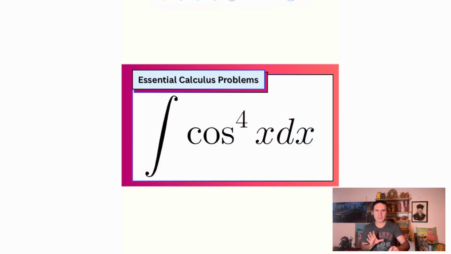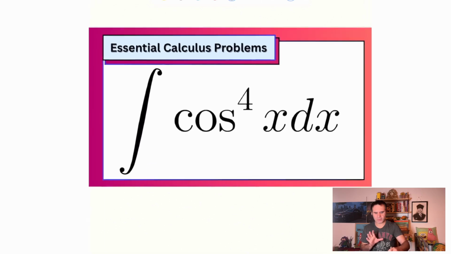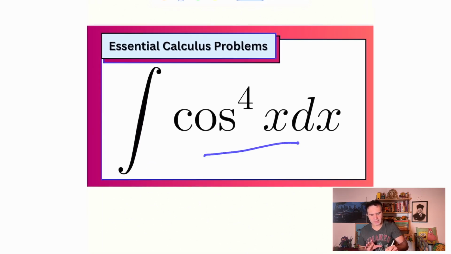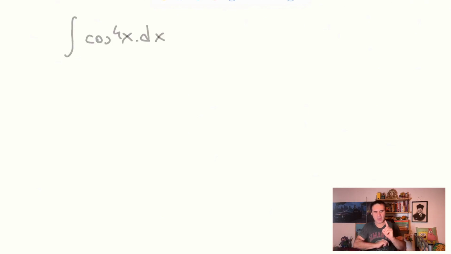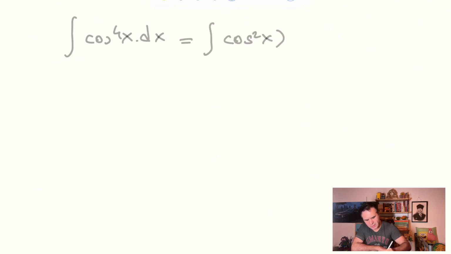Today, our integral is cosine to the power of 4 of x dx. Let's write the integral again: the integral of cosine to the power of 4 of x dx. I will write that integral as the integral of cosine square of x, squared, dx. And after that, we will use an equation.